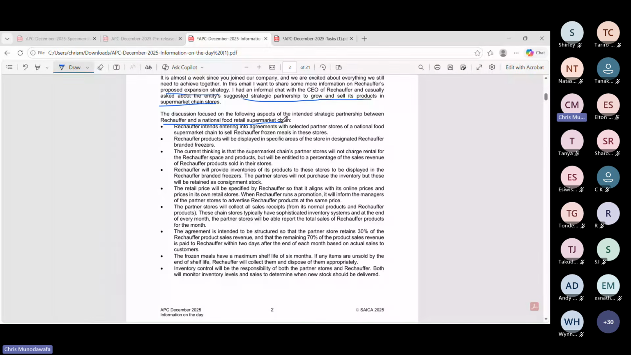Richava products will be displayed in specific areas of the store in designated Richava-branded freezers. Please, there are things I want you to understand here: whose freezer is it? If you fail to understand and appreciate this, go back to the pre-release. Within the pre-release, team, there was an option: either we sell our products in their freezers, or we rent and put our own freezers in the store, and then start selling products in those. So if you fail to appreciate the difference, team.